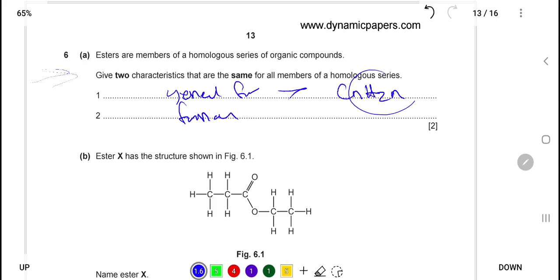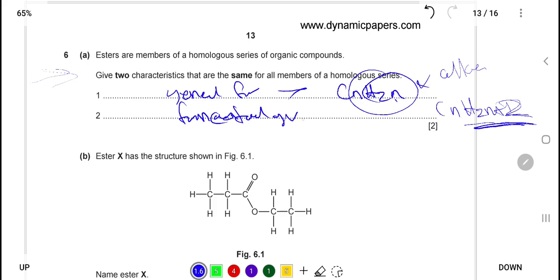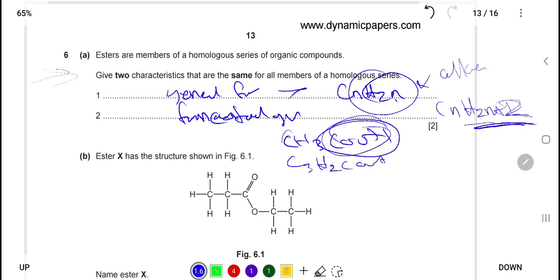The general formula is CnH2n for alkenes, and for alkanes it's CnH2n+2. For functional groups, for example carboxylic acid, it's COOH, as in CH3COOH. They're the same for any member: methanoic acid and ethanoic acid both have COOH, that's why they're the same.